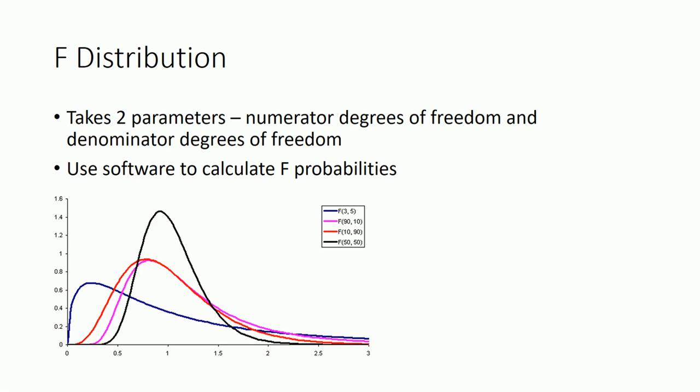So in this chart, you can see there are 4 curves for 4 different F distributions. The first has 3 for the numerator degrees of freedom and 5 for the denominator degrees of freedom. And then there's 90 and 10, 10 and 90, 50 and 50. Anyway, don't worry too much about this. You'll be using software to calculate the F distribution probabilities, and you can play with the F distribution calculator in StatCrunch or any number of applications online. There are so many of them online nowadays.